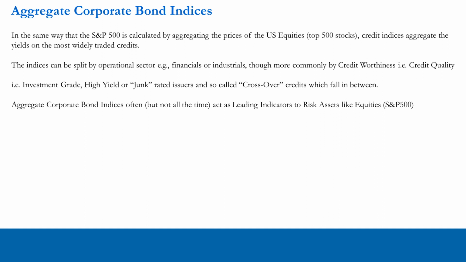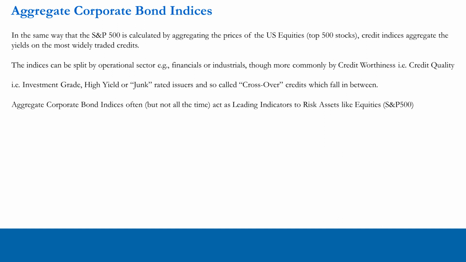Now, these aggregate corporate bond indices often, but not all the time, act as leading indicators to risk assets like equities. Why? Because the market is pricing the risk. The private market is pricing the premium at which these bonds that make up the aggregate corporate bond indices, so the holdings of these indices, the market is pricing that risk. So we can use these as leading indicators to the stock market and to GDP.